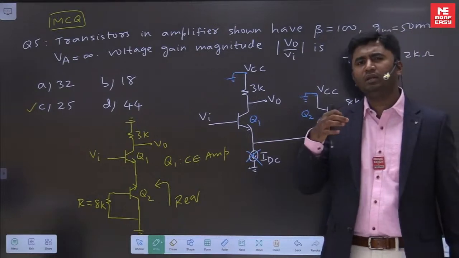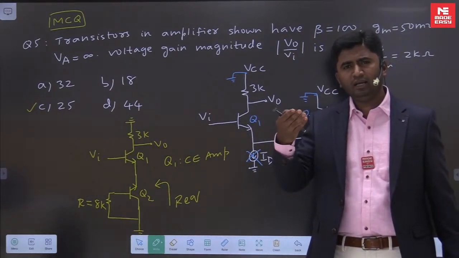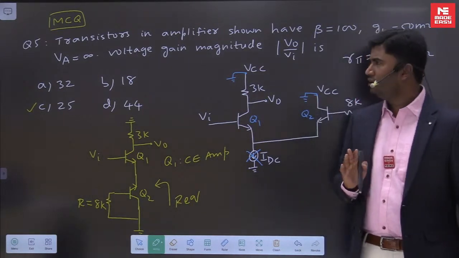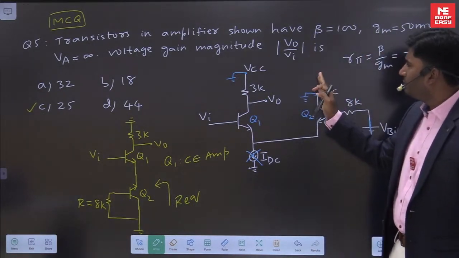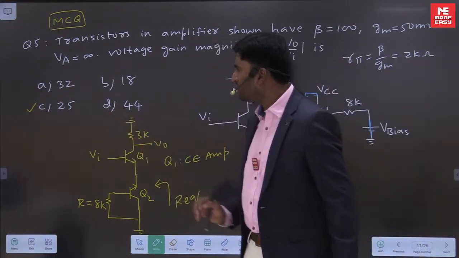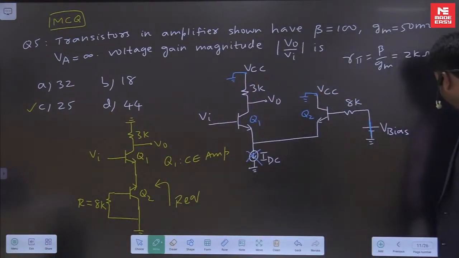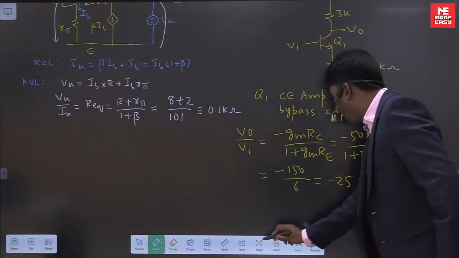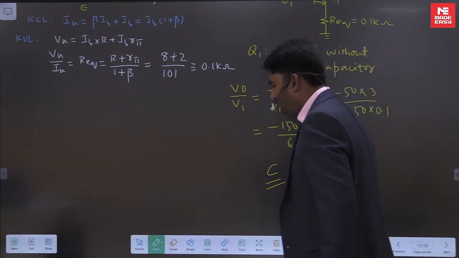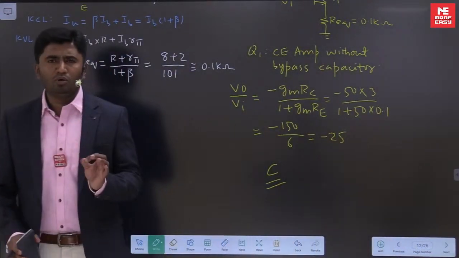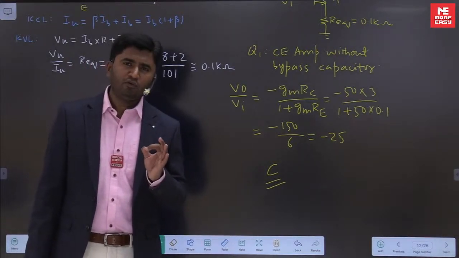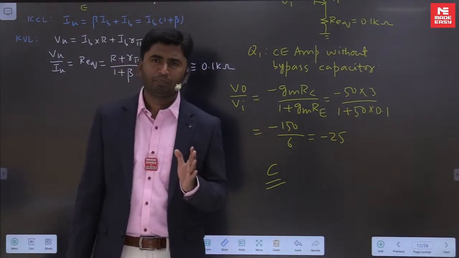That minus sign only indicates a phase shift of 180. V0 and Vi are 180 out of phase. But the question is about the magnitude of the gain. Magnitude will be 25. So in this question, the correct answer is option C. It was a good quality question. Okay, you can expect these types of questions also in the GATE paper.